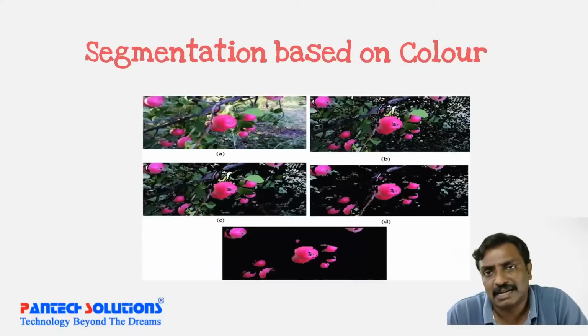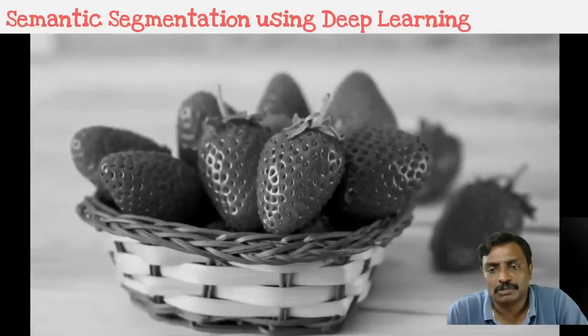Another is color-based segmentation. You can do segmentation based on color. For example, in this case, to segment the apples and count the apples. Segmentation can also be done using color as a threshold, like the RGB values, red, green, and blue values as a threshold. You could do segmentation like that.